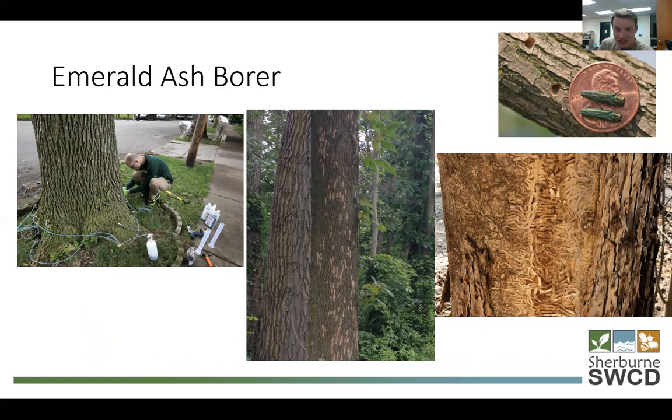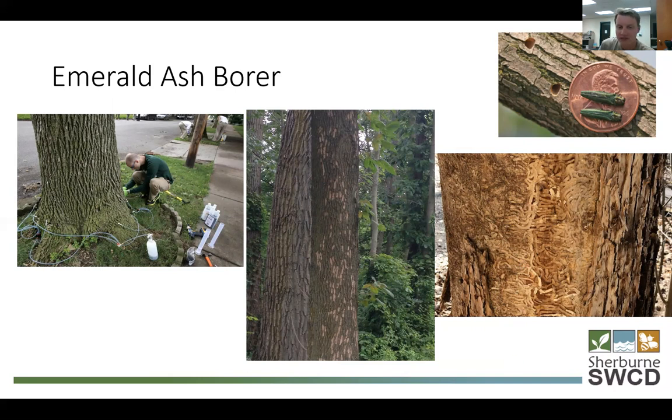EAB is an invasive boring beetle that you can actually see in the top picture there. It's quite small, so spotting them on your tree or in the air is kind of next to impossible. The way that EAB kills your tree is actually the larvae. The larvae will feed and create these feeding galleries all throughout the live tissue of your tree, as you can see in this picture here.